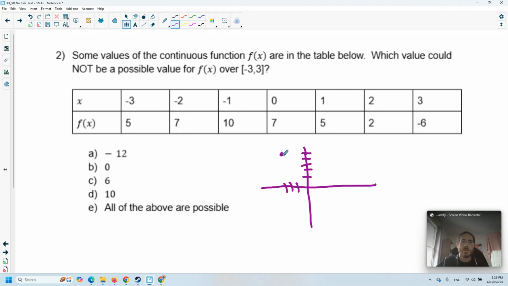So we got negative 3, 5; negative 2, 7 would be up here; negative 1, 10 is up here; 0, 7 would be about there; 1, 5 would be about there; 2, 2 is about there; 3, negative 6 is way down there. So our function looks like it might be a nice downward parabola, but there's no way to say that it is a downward parabola. It just kind of looks that way from the dots, because our function could go like this.